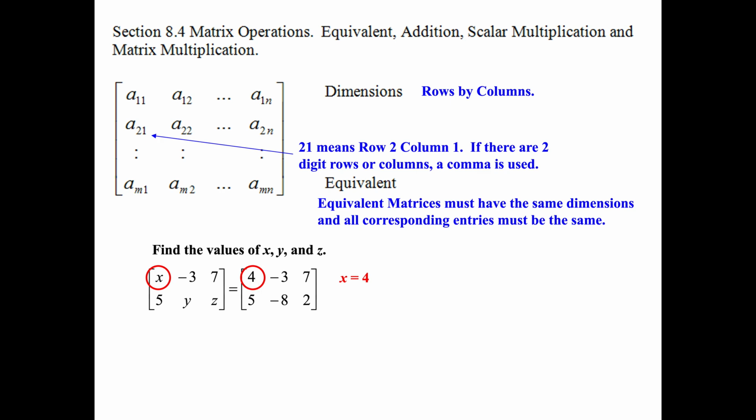Now, I'm just keeping it simple. What you'll see in the homework is they might have something like 3x minus 7 is equal to 4x plus 9. You set those two expressions equal to each other, solve for x. Here, y is in row 2, column 2. Row 2, column 2 is negative 8, so that's my y. Row 2, column 3 is z. Row 2, column 3 is a 2, so that's what z is equal to.